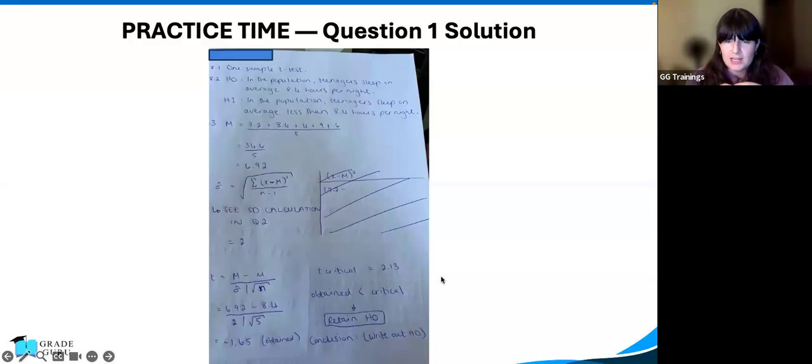So because our obtained is smaller than the critical, we would retain H0. Okay, so your conclusion would be that in the population, teenagers sleep on average 8.4 hours per night.